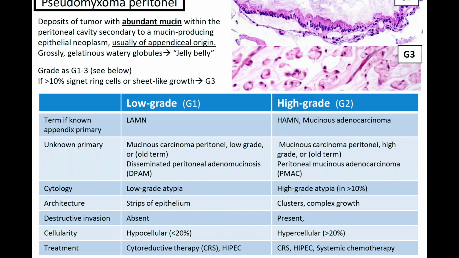All right, as previously mentioned, you can also get a pseudomyxoma peritonei. So these are deposits of tumor with abundant mucin within the peritoneal cavity, secondary to a mucin-producing epithelial neoplasm, usually of appendiceal origin. Grossly, they're going to be gelatinous, watery globules, leading to what is known as jelly belly, and they're graded as G1 through 3, as shown below. And if there's more than 10% signet ring cells or sheet-like growth, that's going to be a G3. So a G1 is shown in the top image, G3 below.